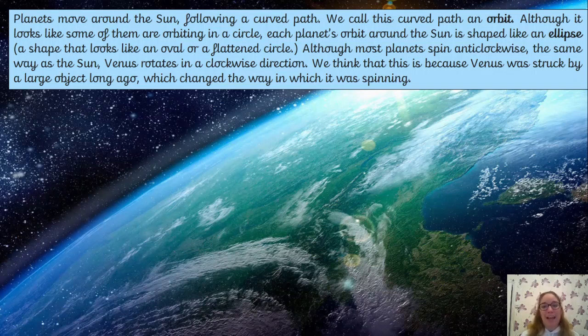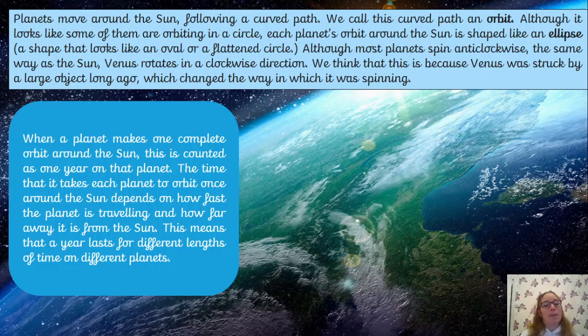Although most planets spin anti-clockwise, so the same way as the sun, Venus actually rotates in a clockwise direction. I'm going to do this, it might be opposite to you in the video, but planets go anti-clockwise, so this way, opposite way to a clock, but Venus goes clockwise. That's probably going to come opposite to you, but you know what I mean. Scientists think that Venus was struck a long time ago by a large object which changed the way it was spinning, which is an interesting fact.